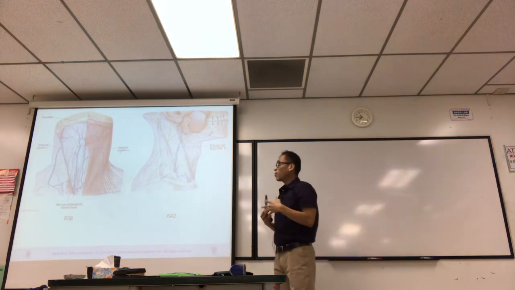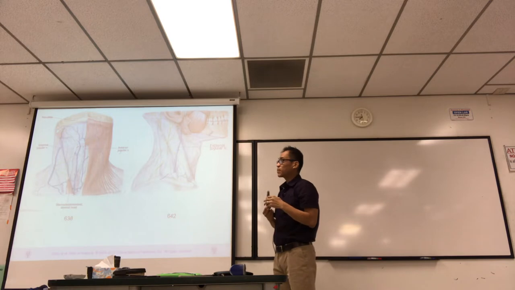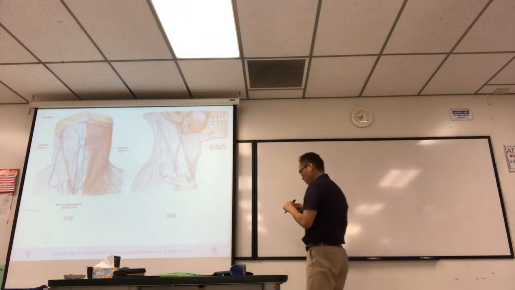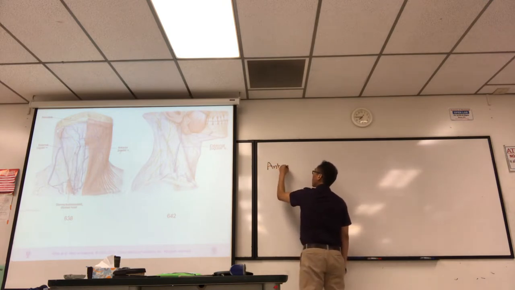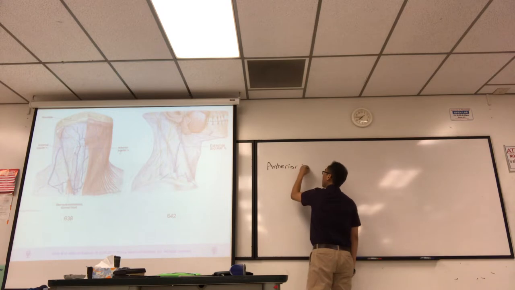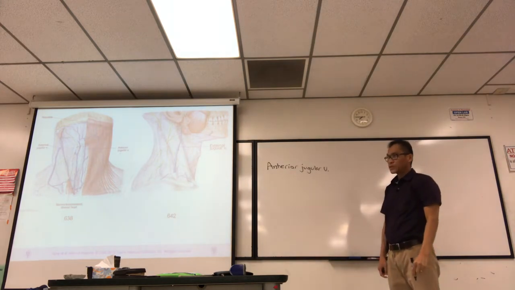Picture on the left, it's an anterior view. Basically, you're looking right under the jawbone there, and be able to identify the anterior jugular vein. Just identify it. That gray tissue is called the cervical fascia.